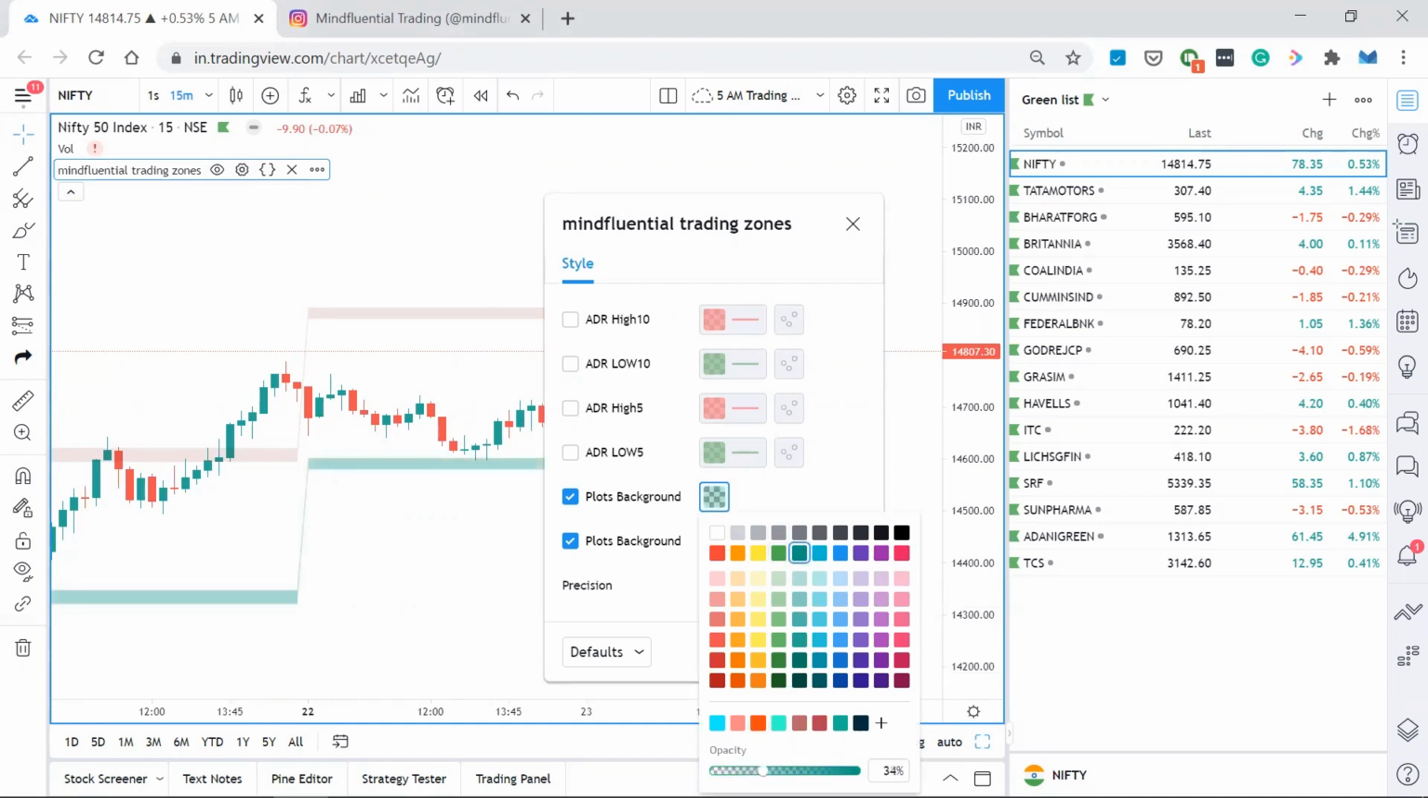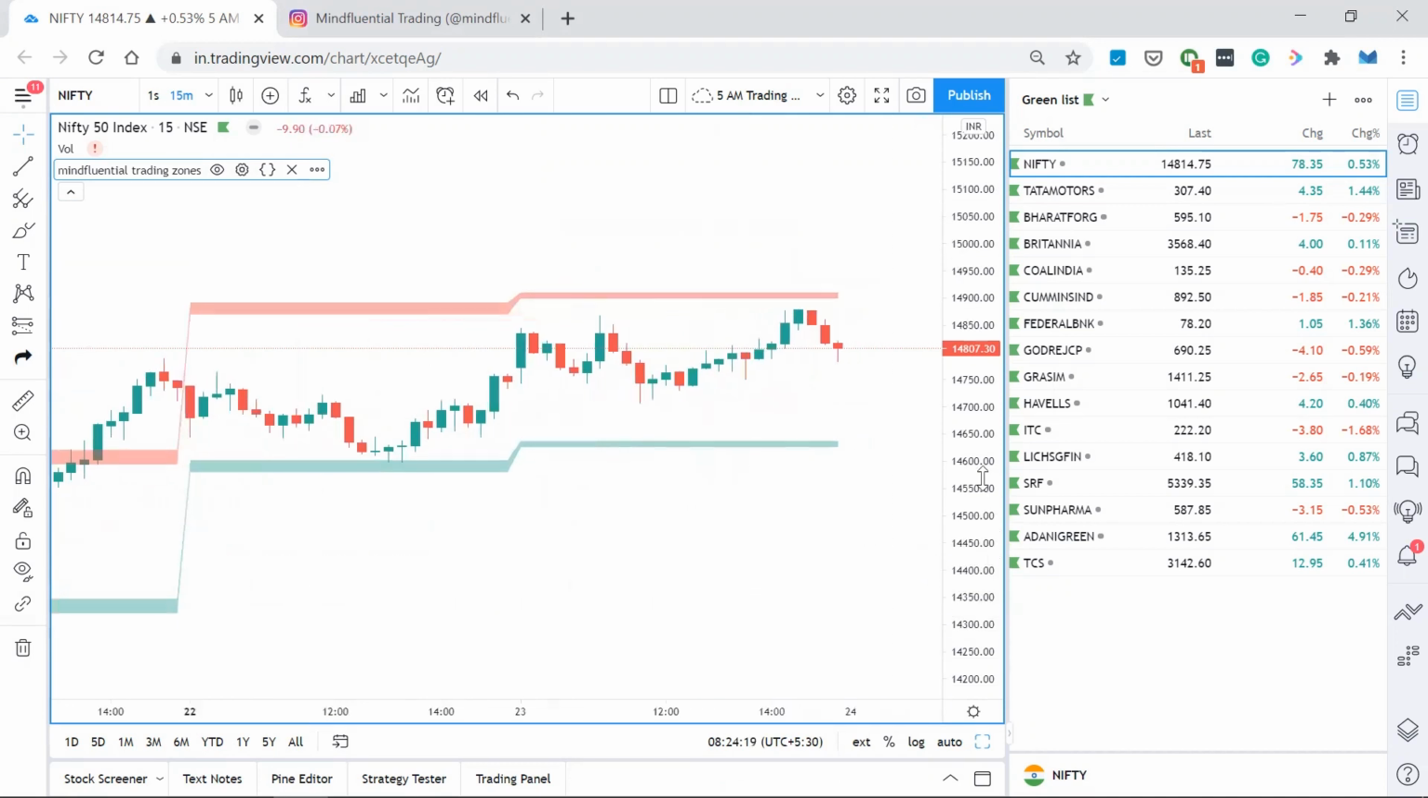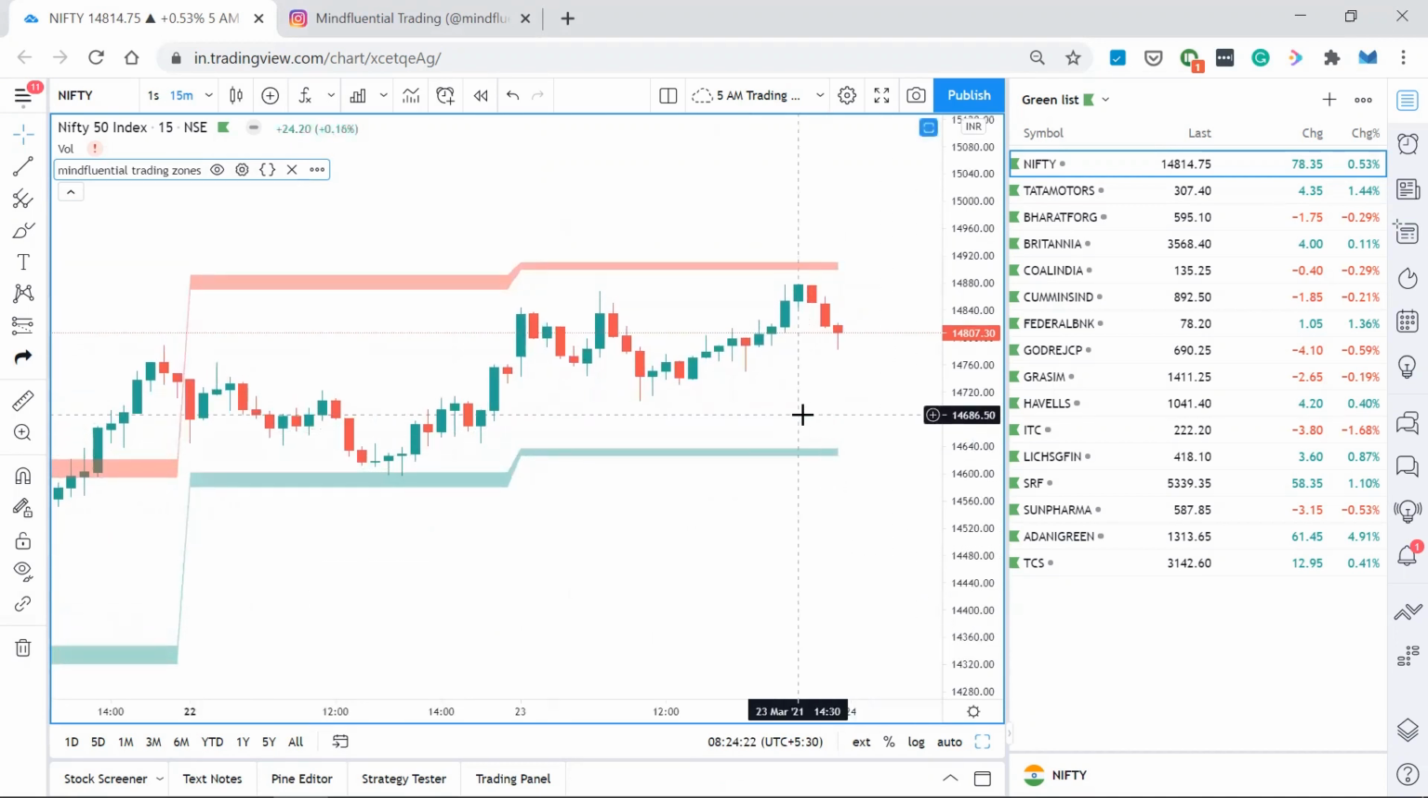And then plot background, generally for the support I keep it green. Opacity you can keep as much as you want. And then plot background resistance I keep it red, and opacity also the same, around 30% to 40% you can keep. Click on OK. Yes, now it's with you. So these are the levels which you can see on my Telegram or Instagram or Discord everywhere. So these are my influential trading zones.